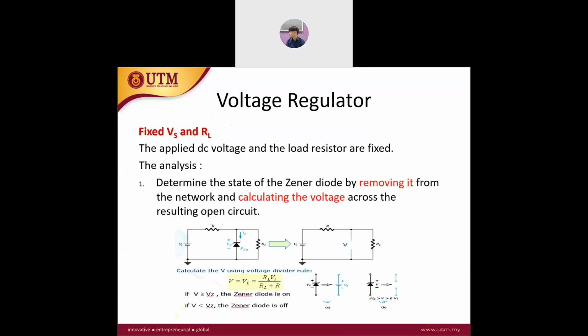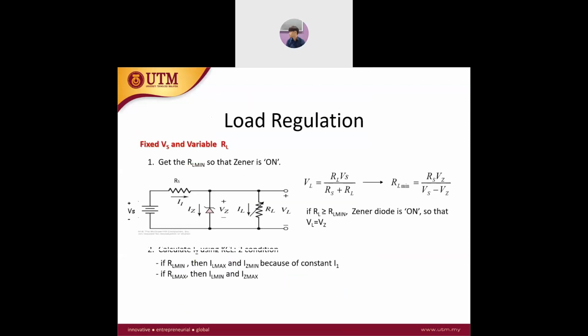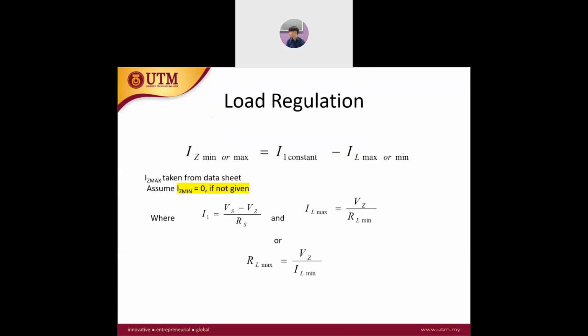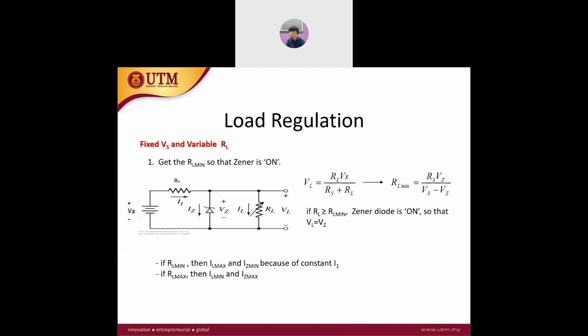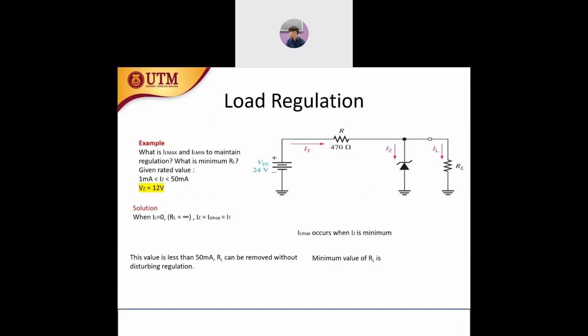So for the fixed VS and RL, we need to determine the state of the diode by removing it from the network and calculating the voltage across the resulting open circuit. I notice I have gone through this in the previous recording. You can watch it. Okay, then we're going to speed up because we want to go to the line regulation. Regulations has been covered in the previous recording. Okay, next we go to the last part, which is the line regulation.